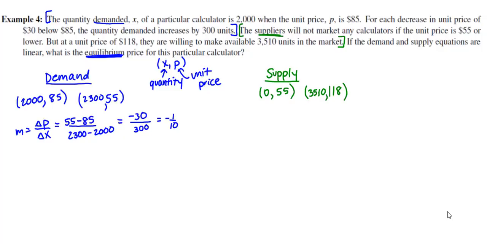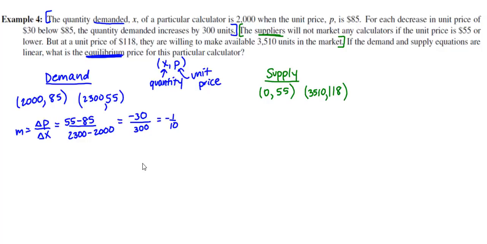Okay, so keep in mind that if we're looking at this slope right here, negative 30 over 300, that is exactly what that second sentence says. For each decrease in unit price of $30, so if the change in price is a negative 30, the quantity demanded, the change in X, is a positive 300. So we could have gone straight to that statement, given that sentence.